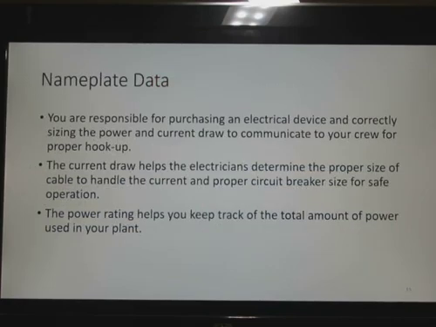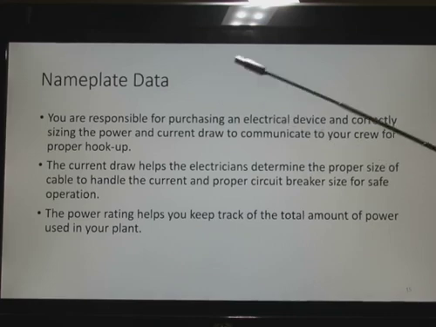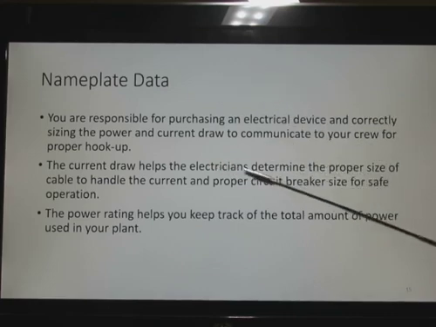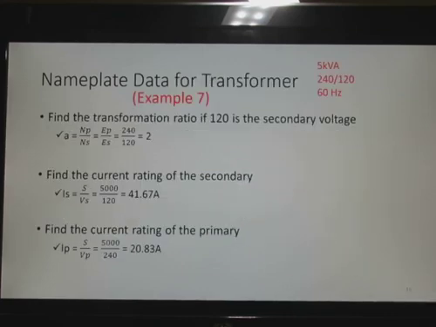Nameplate data. Let's look at nameplate data and try to find different things, like how much current we're drawing. So we have a transformer with this nameplate data. We have 5 kVA. We have a 240 over 120. So this could be either the primary side or secondary side, or we could reverse it, however the user wants to use it. It's a 60 hertz system.